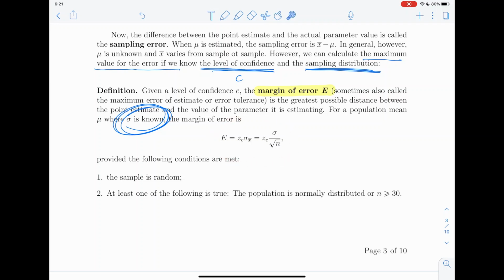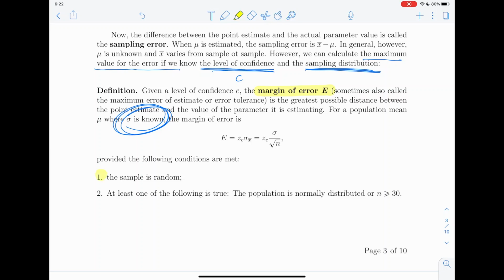Specifically, it is the critical value, z sub c, which we computed at the top of the page, multiplied by the standard error. This is the standard deviation of the sample mean, and the formula for that is the standard deviation of the population divided by the square root of the sample size. This is possible, and this is acquired, only if two conditions are met.